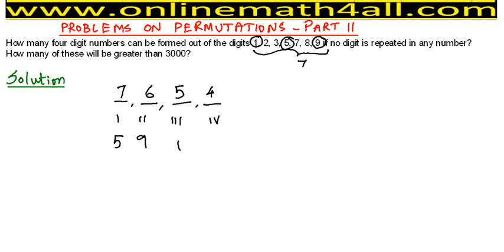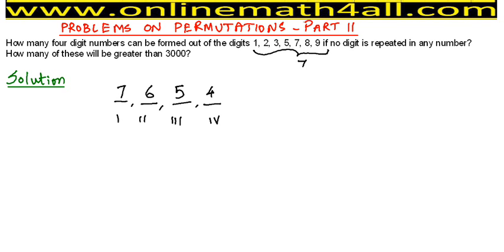So 1, 5, 9, these 3 digits have been fixed in the first, second and third blanks. Again the same digits cannot be considered for the fourth blank. So for the fourth blank we can consider only the digits 2, 3, 7, 8. These 4 digits only can be considered for the fourth blank. So that is why we write 4, and that is why we write 7, 6, 5, 4. I hope now the students will be able to understand why we write 7, 6, 5, 4.